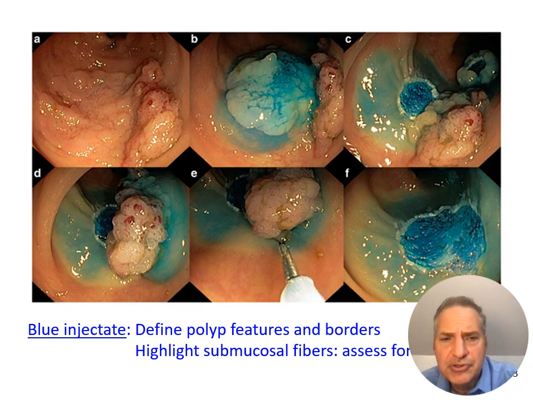These photos demonstrate how the blue injectate lifts the polyp away from the muscularis propria and nicely defines the borders of the polyp. After resection, the submucosal fibers are highlighted, which allows you to assess for any signs of wall injury and helps determine if there is residual polyp left at the base.